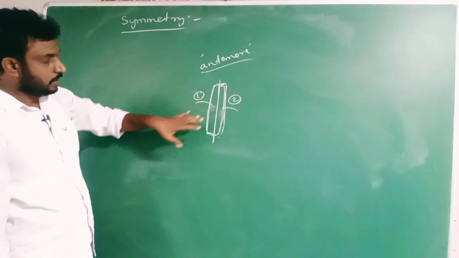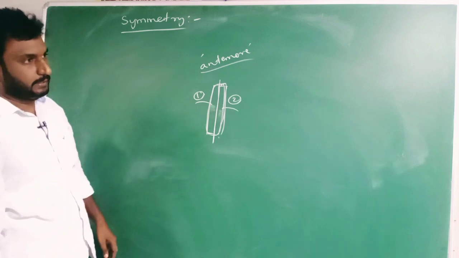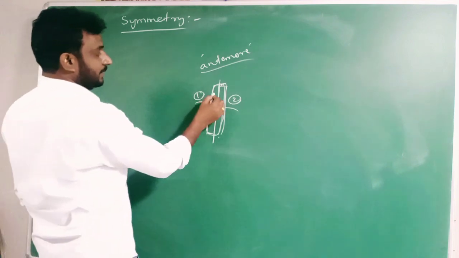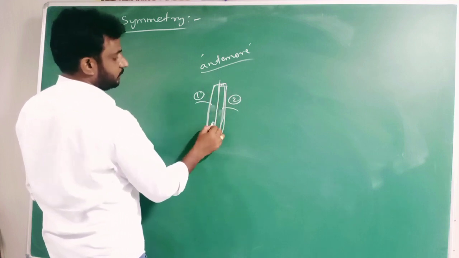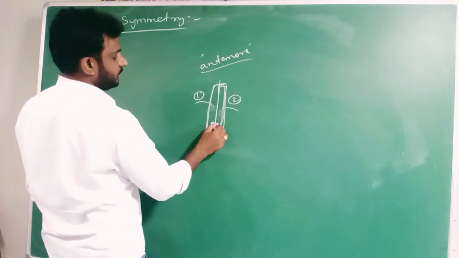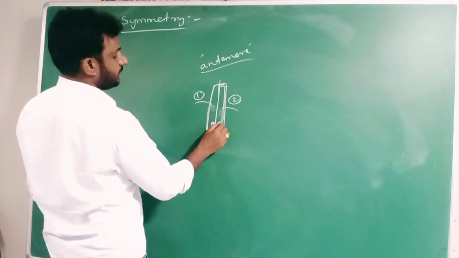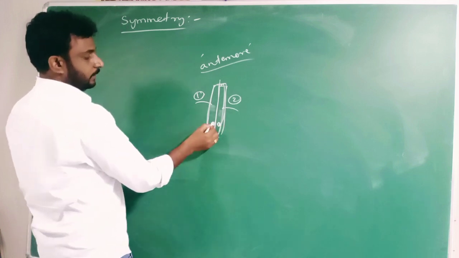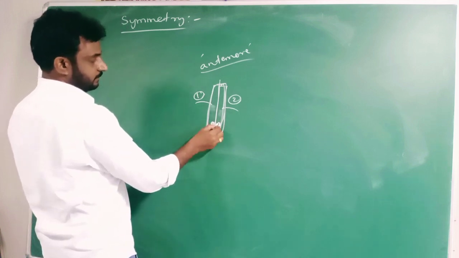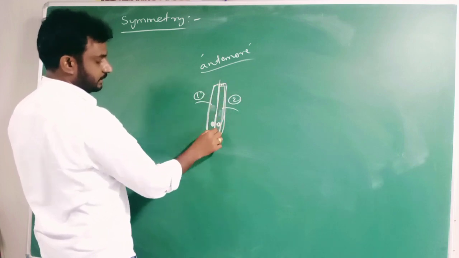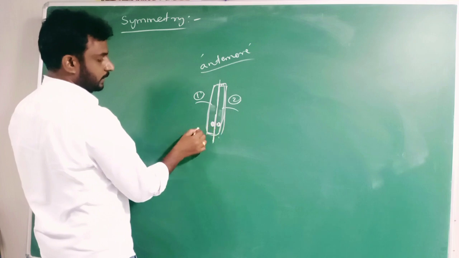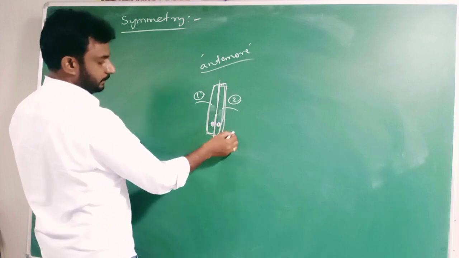Now, how is it showing the symmetry? Due to the regular arrangement of the organs and organ systems. For example, two kidneys are present, equally distanced from the central axis. When we cut the animal from the central axis, one kidney goes to one antimere, and another kidney goes to the other antimere.